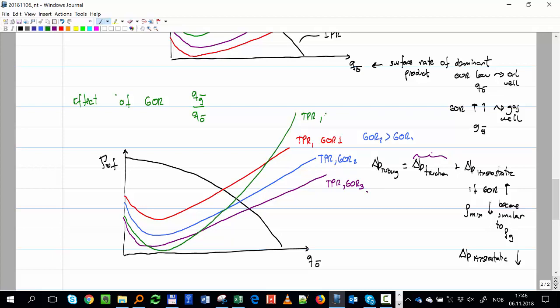TPR GOR4, where GOR4 is greater than GOR3. So I have to be careful because I have this behavior, which you see the curve is like reversing. Down, down, down, and then it will start to go up.